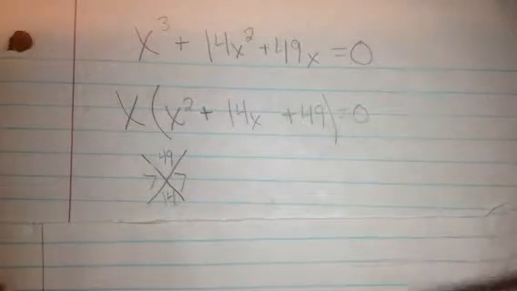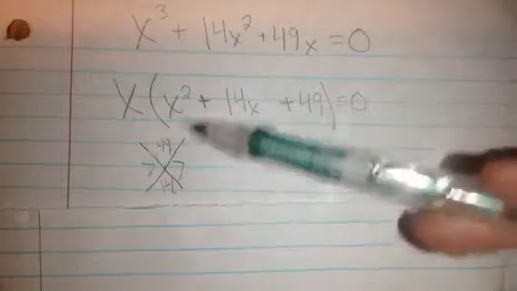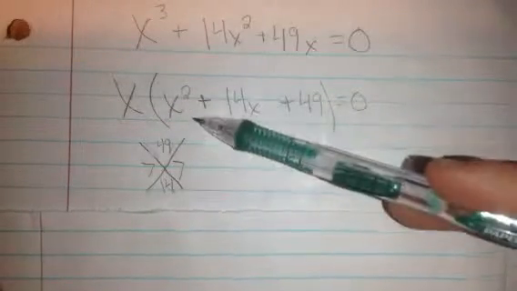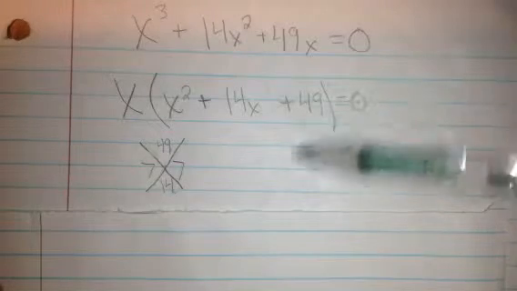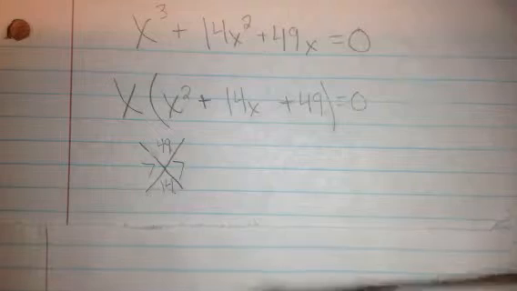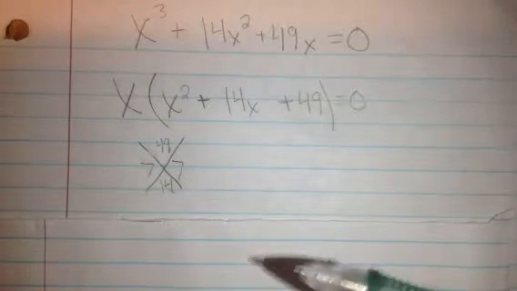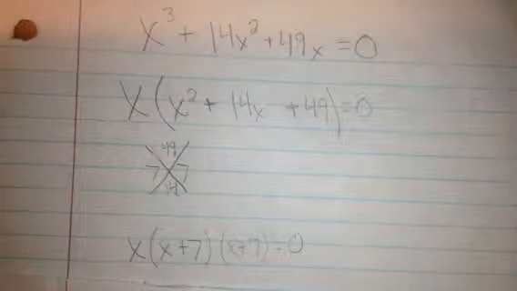After that you have to factor, because you already took out your GCF. You get a times c, where your a value is 1 and your c value is 49, and the factors have to add up to your b value, which is 14. So we factored it and got 7 and 7, so it comes out to x times the quantity x plus 7 times the quantity x plus 7 equals 0.